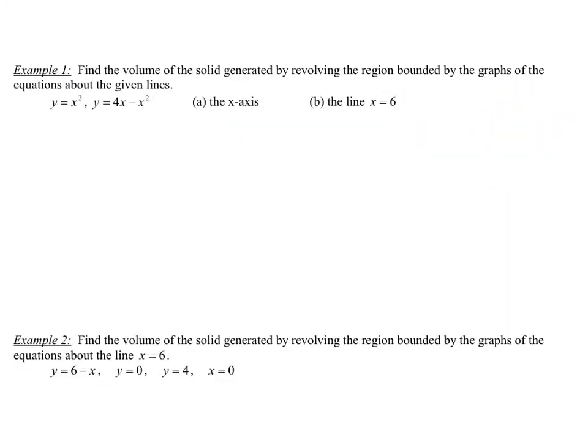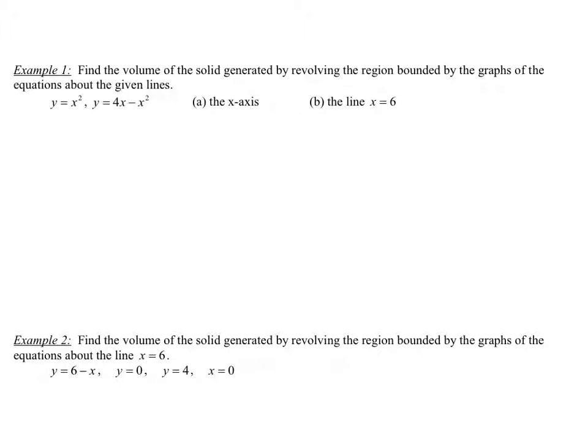All right, so for our first example here, we want the volume of the solid generated by revolving the region bounded by the graphs of the equations about the given lines. Now notice here it says bounded by the graphs of the equations. When you see that written out, what are you automatically thinking? Area between two curves. So integral of that. How do you know what to integrate over? You've got to find the intersection points in order to define the region, okay?